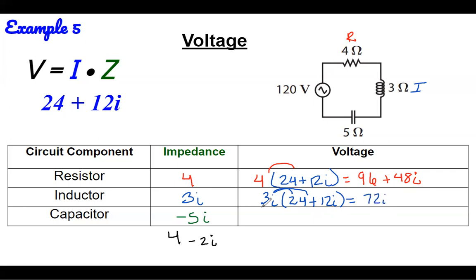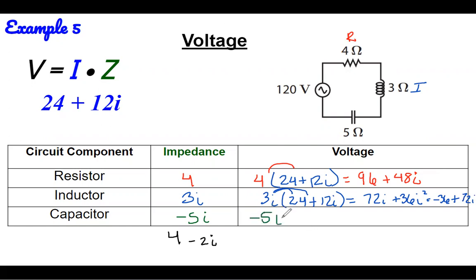72i, and 3i times 12i is 36i squared. Let's go ahead and simplify that. Negative 36 plus 72i. Beautiful. All right, the last one.